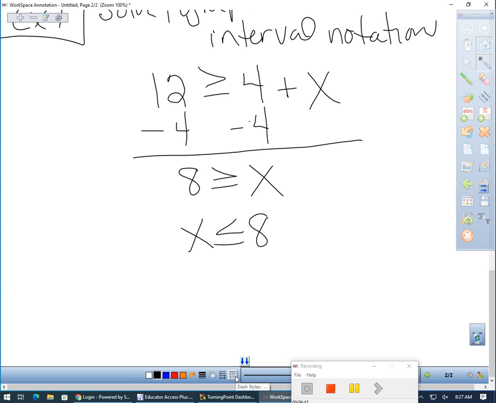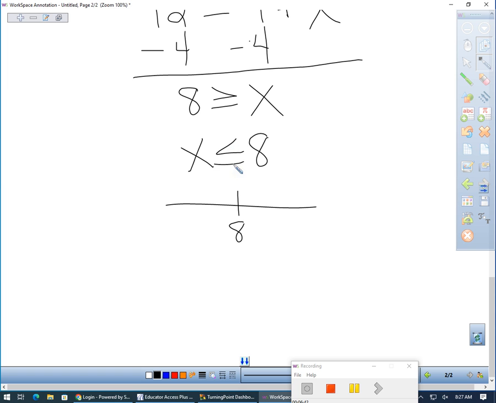Anybody have any question how I rewrote that? Are we all good with that? That's good? Okay. So now when we graph it, of course, at 8, we have a closed dot because it has that or equal to on it. And it says x is less than, so again, this goes to the left.